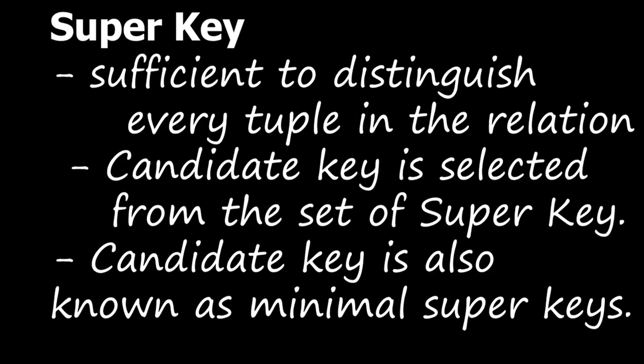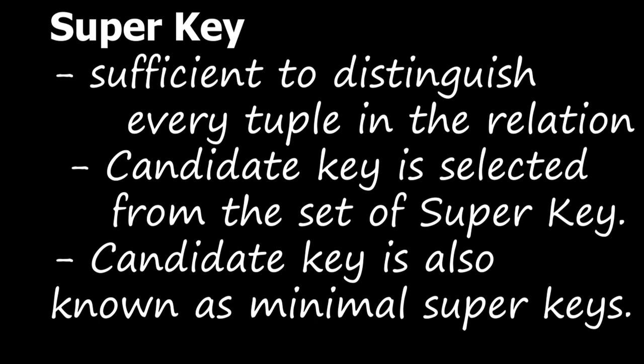Next one is super key. Super key means an attribute or a group of attributes which is sufficient to distinguish every tuple in the relation from every other one. When you have a tuple, what we saw is that a tuple is a row. In a row we have attributes. It may be a group of attributes or a single attribute. Here this will be sufficient to distinguish every tuple. That means we can distinguish one from another. Okay, that is super key.